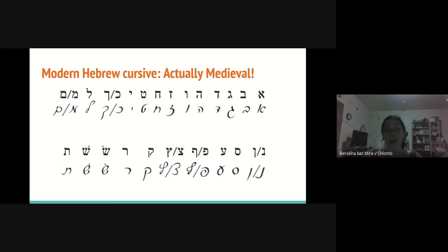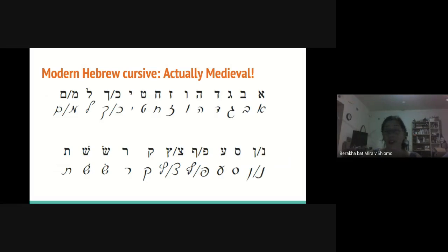Now, this is modern Hebrew cursive. You have the block script Kitav Ashuri on top and modern Hebrew cursive below. This is an Ashkenazi cursive style, but it is actually developed from an earlier Sephardi Solitreo script. So again, very, very similar to each other. This was developed a little bit earlier in the 13th century. And this is how people write letters to each other today.